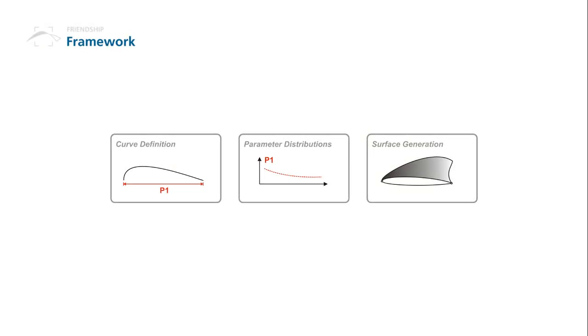The modeling process consists of three logical steps. First of all, define your individual curve from which the surface shall be generated. The curve can be controlled by a set of arbitrary parameters. Second, create functions for these parameters in order to define how they behave in a certain range. Third, generate the parametric surface. In this last step, the curve definition is combined with the parameter distributions. Let's start with the curve.